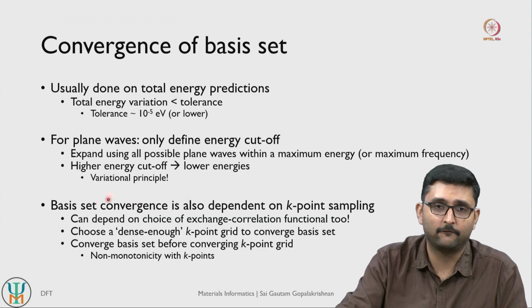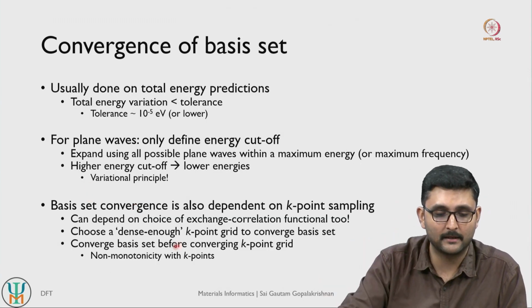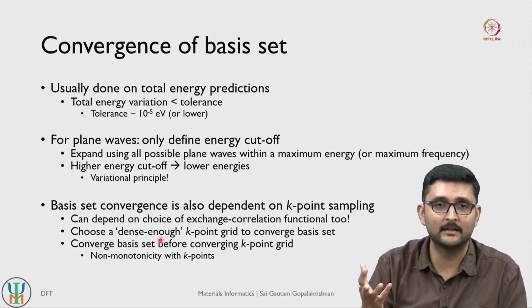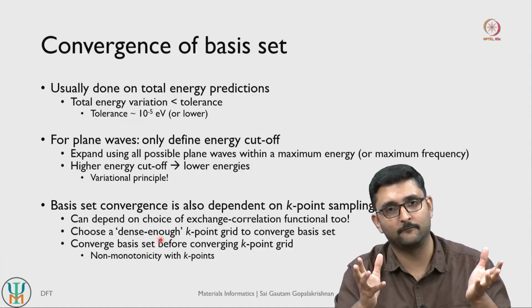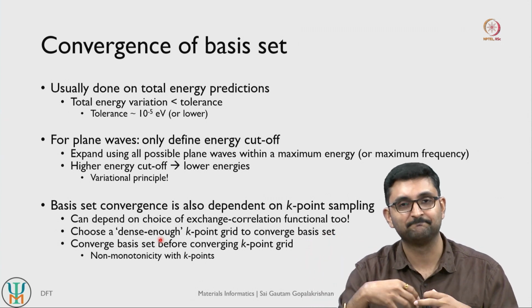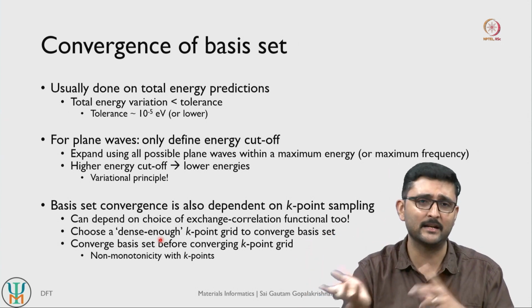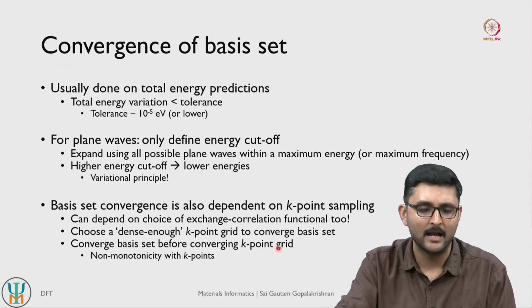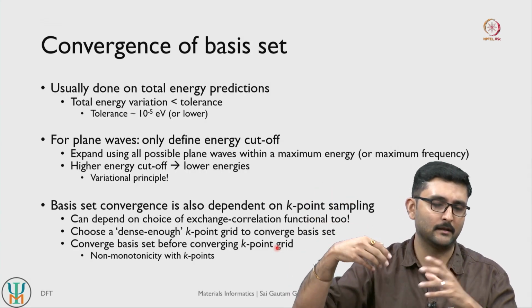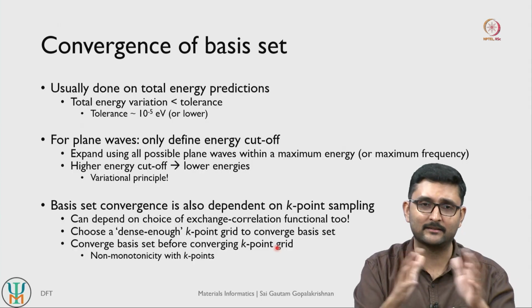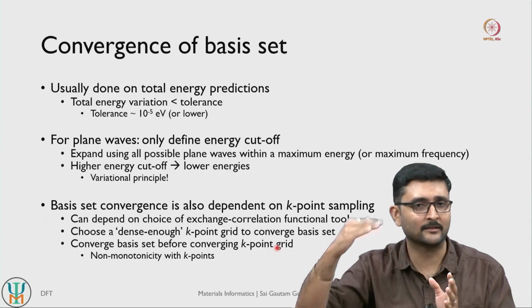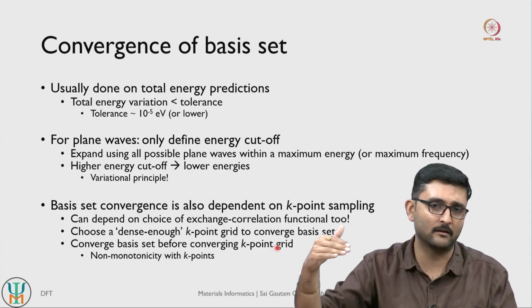And for us to do this convergence test, we almost always insist on choosing a dense enough k-point grid. You choose a grid for sampling reciprocal space as dense as possible, and then you do a convergence on your basis set. And once your basis set is converged, then you do a convergence on your k-point grid. This is because if you use a dense enough k-point grid, you are sort of guaranteed that you are sampling your reciprocal space fairly well. So you won't have this oscillating behavior with respect to energy as a function of your basis set size.